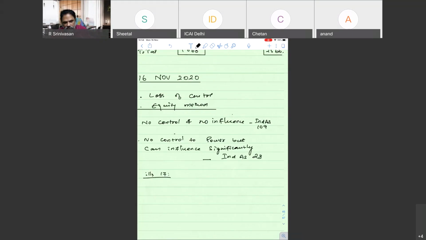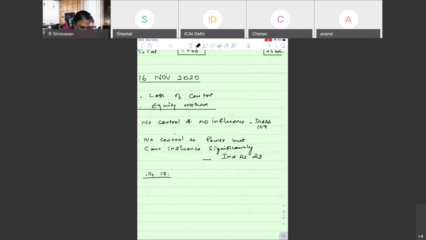One more thing I'll tell you. No control, no influence, Ind AS 109 we have to apply. So 109, no need to consolidate. No control but power can influence significantly, yes, Ind AS 28 is to be applied. And if you are a joint venture, yes, Ind AS 28 is to be applied. A joint arrangement, yes, Ind AS 28 is to be applied. Joint arrangement with influence, okay. In that case, joint venture will be coming.